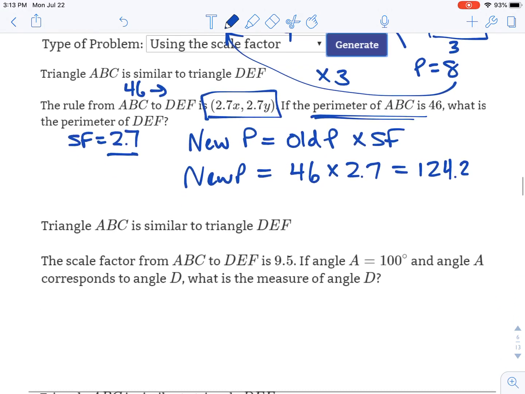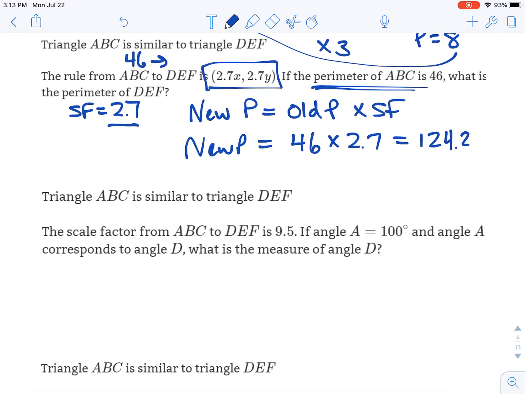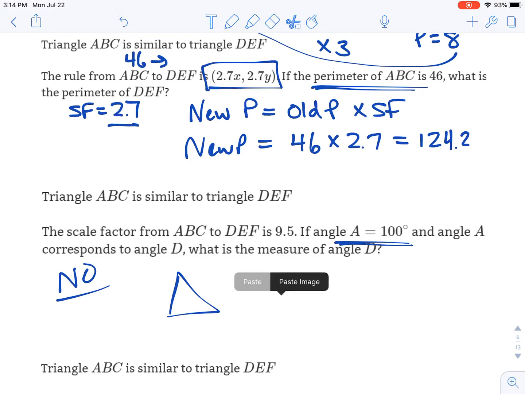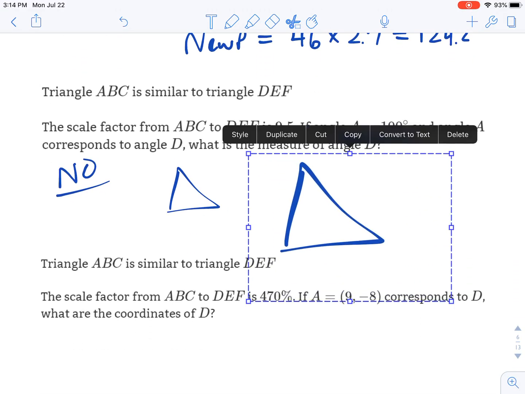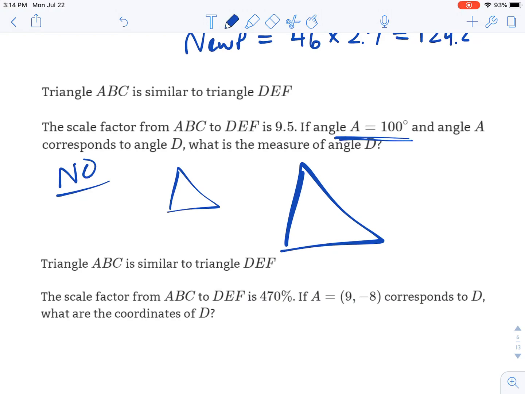For the next one here, it looks kind of tricky because it's like, ooh, angles. Maybe I should multiply that. But actually, no, don't do that. Because if two triangles are similar, say I take this triangle and I make it a little bit bigger or smaller, the angles are actually never going to change. If this was 100 here, this would also be 100 degrees.